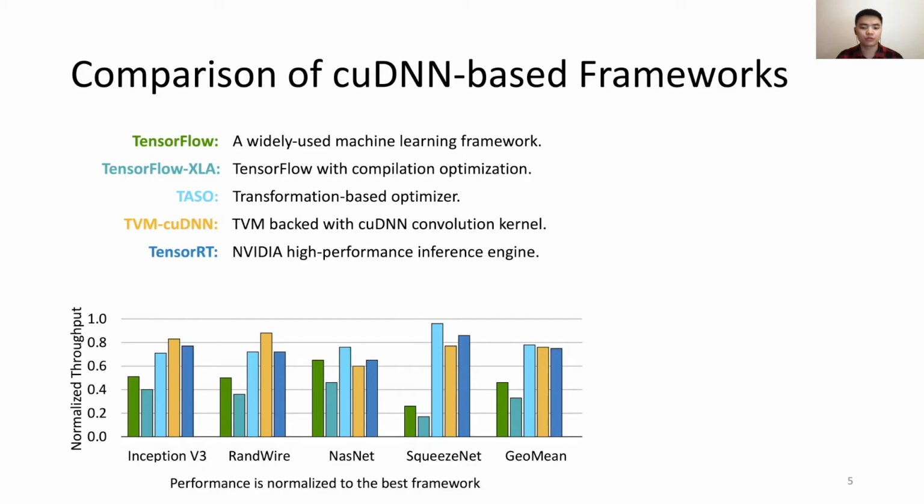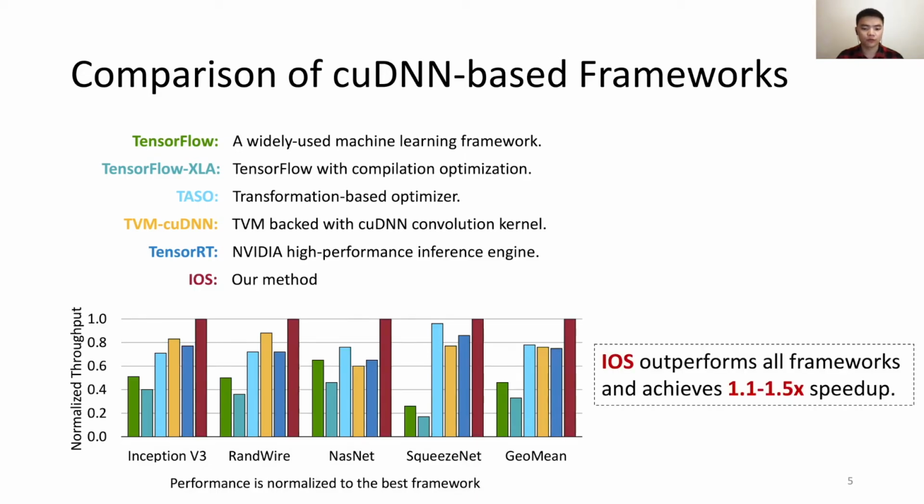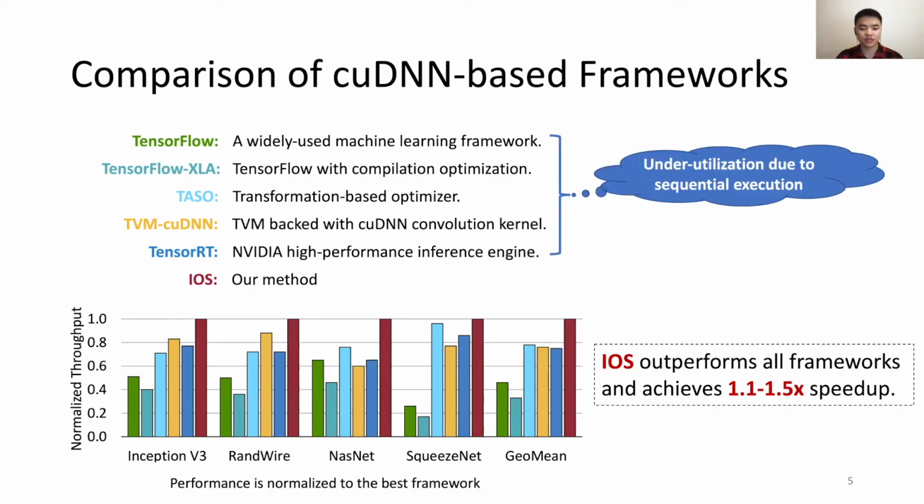TensorRT is the NVIDIA-provided high-performance inference engine. IOS outperforms all cuDNN-based frameworks on all benchmarks and achieves 1.1 to 1.5 times speedup. This is because all baselines suffer from underutilization problems due to sequential execution.